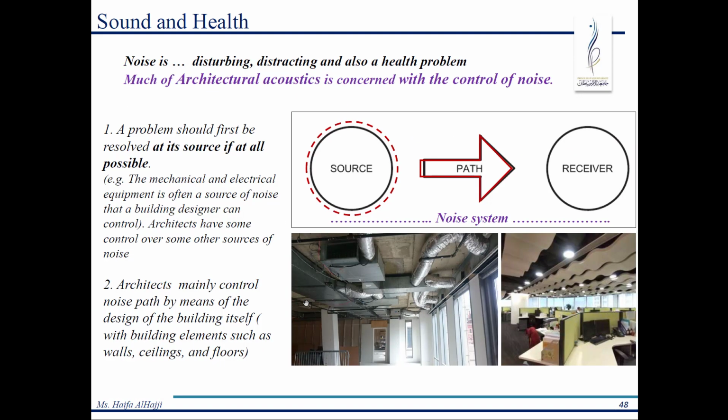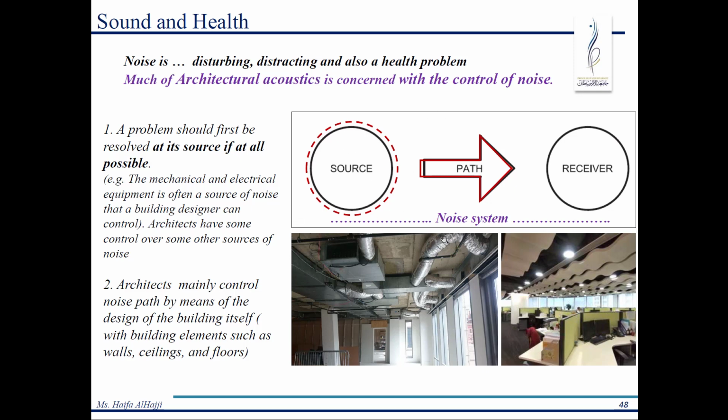Now, at the end, let's have a look at how sound is seen in the design. So we have the source of sound. So this is the noise system. You have the source, you have the path where the sound or noise travels from the source to the receiver, and you have the receiver. Now, for me as a designer, sometimes the source is a noise, so I want to control that noise.